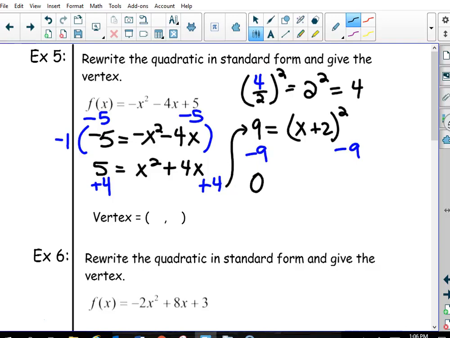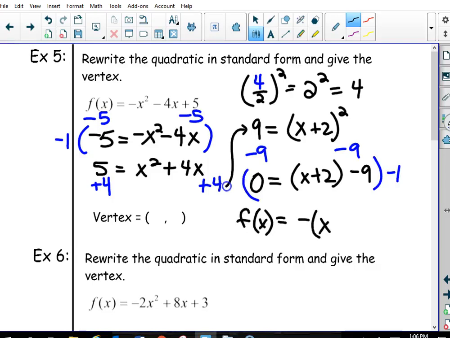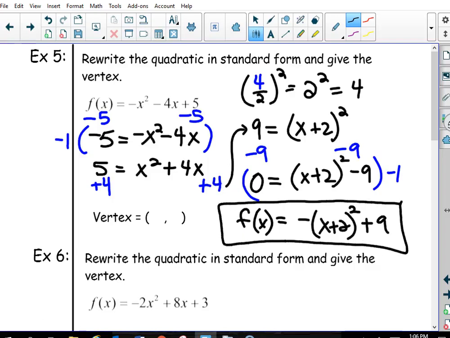And I'm also going to multiply everything by negative 1 to make sure that this has the same size and shape and orientation as my original. So we're basically watching out for A. All right, 0 times anything is 0. I'm just going to go ahead and put my function notation back in there. Negative x plus 2 all squared plus 9. And that's our equation. Our vertex, it looks like it's at negative 2 and positive 9. Now keep in mind that the multiplier A, if it's negative, it doesn't affect our left-right translation.